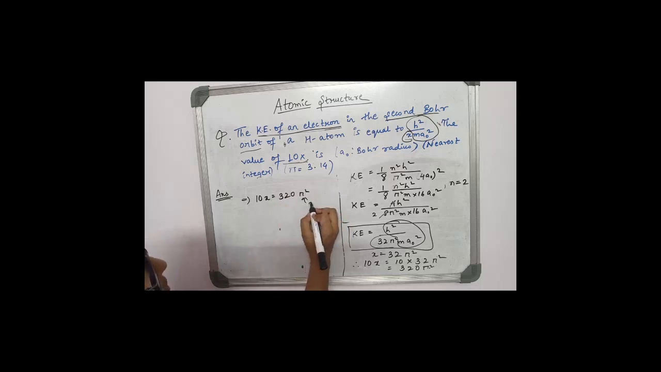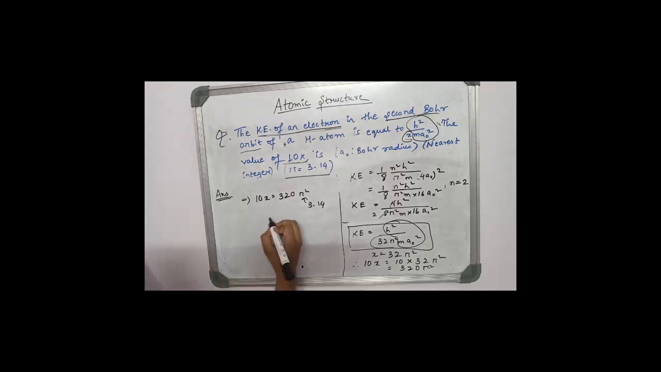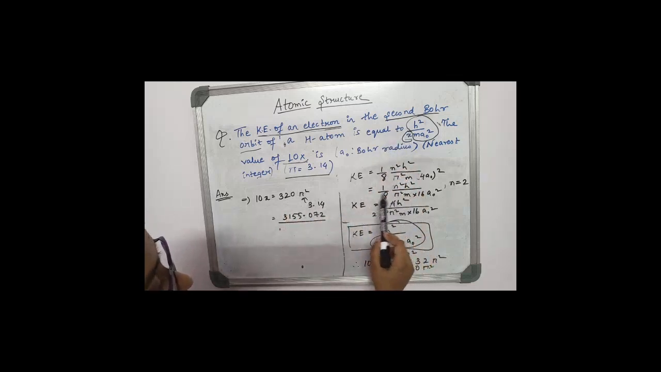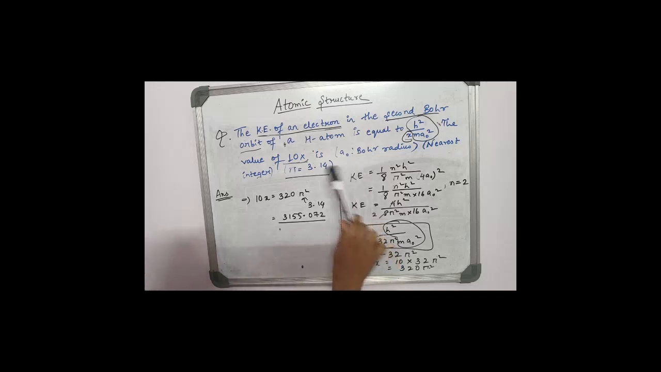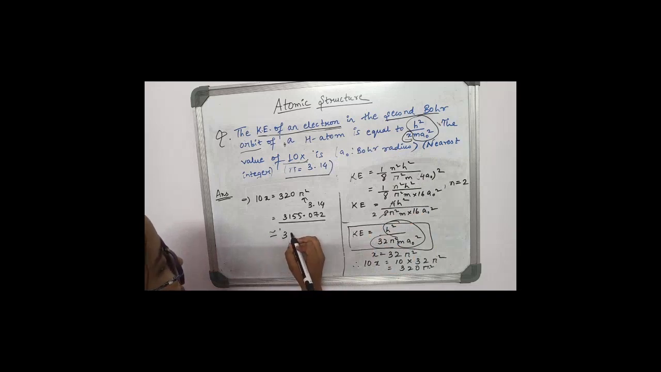We put the value of pi, which is 3.14, provided in the question. So we arrive at 3155.072. This has no units because, as you can see clearly, this part is a constant, this 32 pi square is a total constant, so it has no units. And if we have to round it off to the nearest integer, the final answer is 3155, and this is unitless.